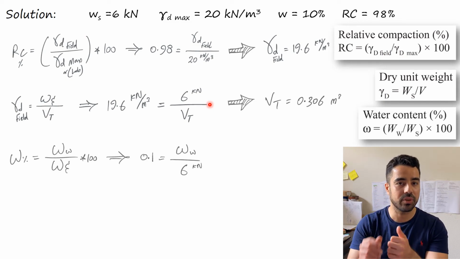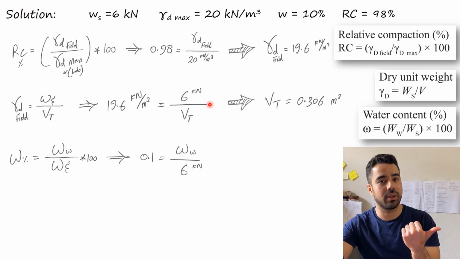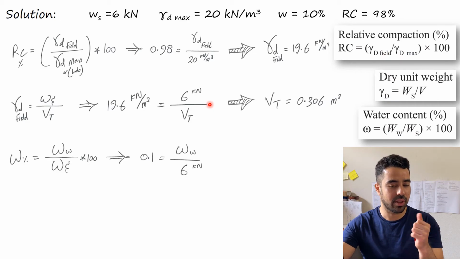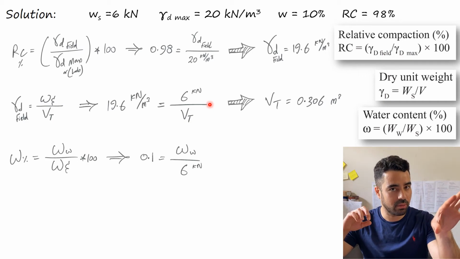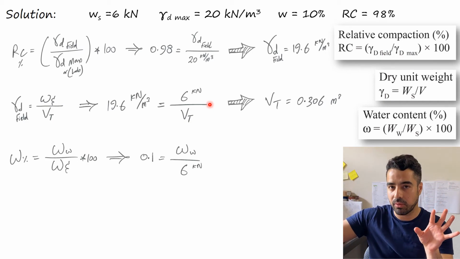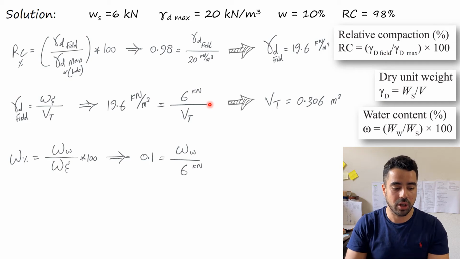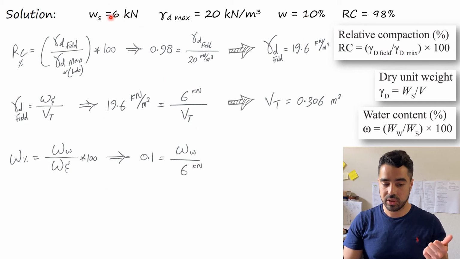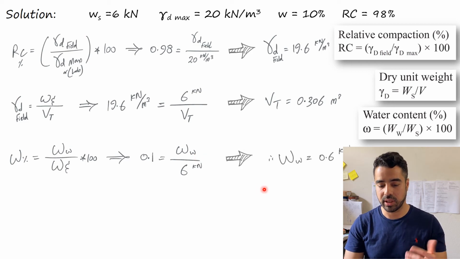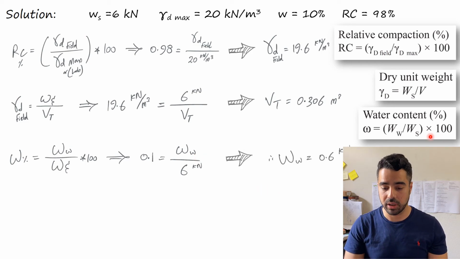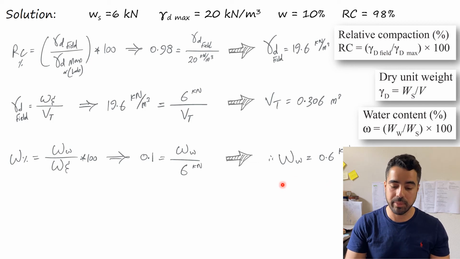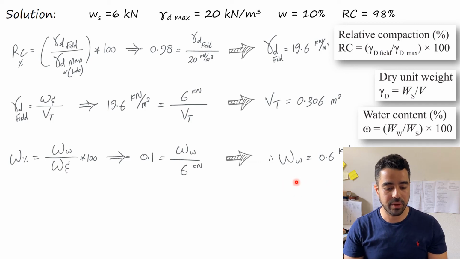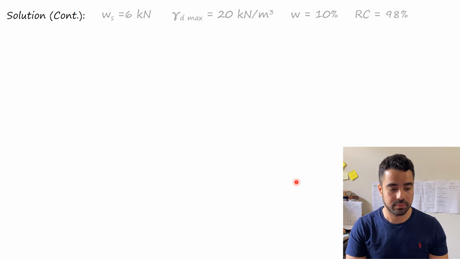Now we're gonna be using the water content in order to find the volume of water, so that later we can subtract the volume of water from the total volume to find the volume of solids. Okay, so the water content is 10%. 6 is the weight of solids. The weight of water, we're gonna get that. So that's gonna give us 0.6 weight of water. And again, this is how it looks like in your manual. So we have the weight of water now.